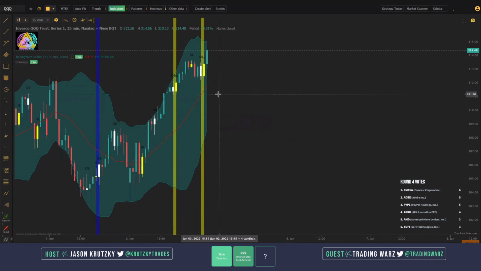Next round. CMCSA, that's Comcast Corporation. Comcast is one that I normally swing trade, though I haven't traded it in a while. Looking at the weekly, right now we don't have any of my patterns. So what I would do from there is take a fib from the lowest point on the chart up to the high.